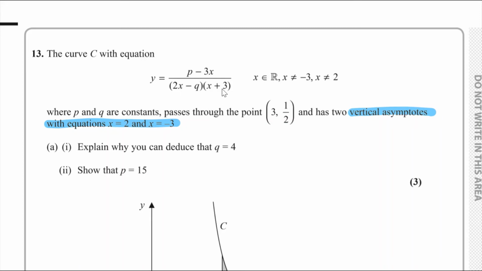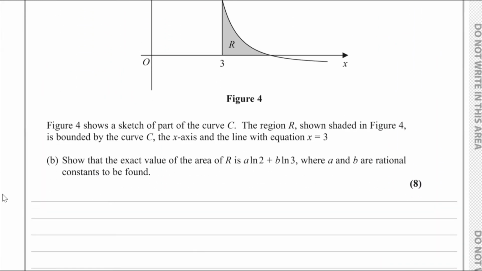And with this x plus 3, if we set that equal to 0, we find that x is equal to minus 3. And we know that for the other one, 2x minus q is equal to 0. We know that x is equal to 2. And with that we can find that q is equal to 4. So let's just write that down. For part A, for the first part, when x is equal to 2, we have 2 lots of 2 minus q equals 0 for our vertical asymptote, and therefore we have q equals 4. It's quite straightforward.